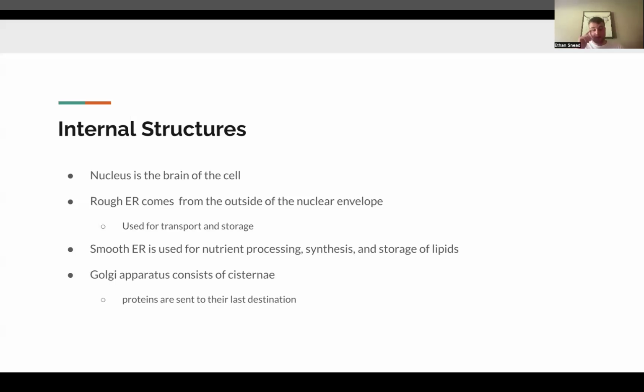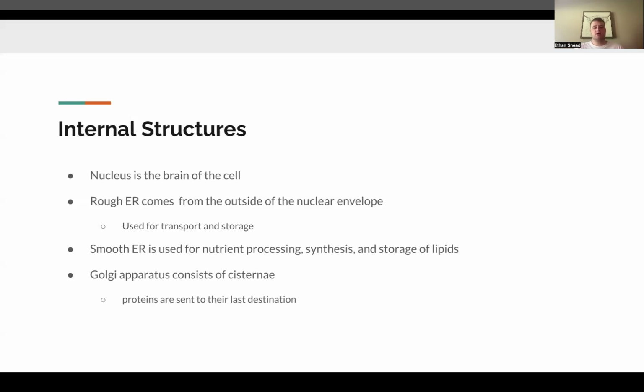The outside of the rough endoplasmic reticulum is connected to the outside of the nuclear envelope, and it also contains large numbers of ribosomes. These ribosomes are what give the rough ER its rough looking shape, and thus comes the name. The rough ER can be used to transport and store materials. The smooth endoplasmic reticulum is a different shape than the rough ER, because it does not contain ribosomes, thus it has its smooth texture.